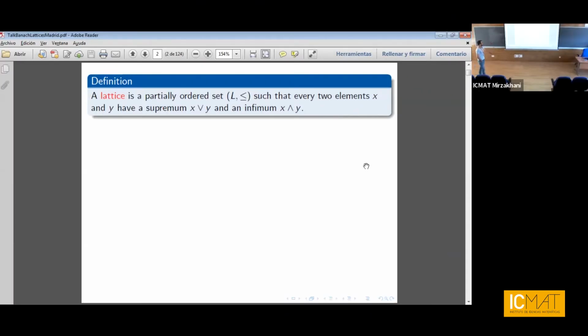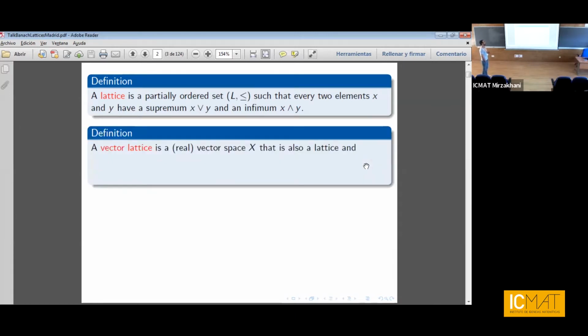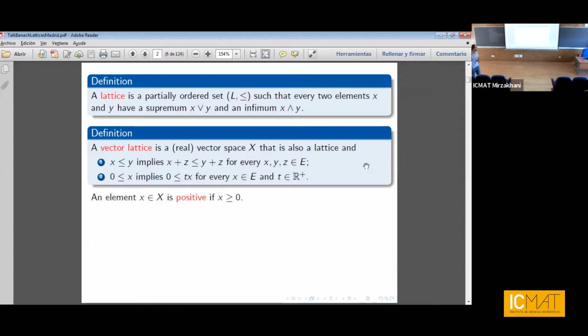Okay, so this is the definition of a lattice. I'm going to use the same notation as Timur Oikhberg for denoting the supremum and the infimum of two elements. As he did, we are also going to consider just real vector lattices. So a vector lattice is just a vector space with a lattice structure such that the sum and the multiplication by positive scalars behave well with respect to the order. And this allows us to speak about positive elements in the vector lattice.